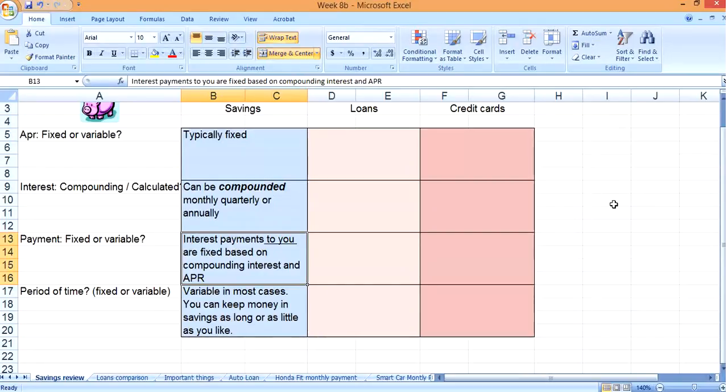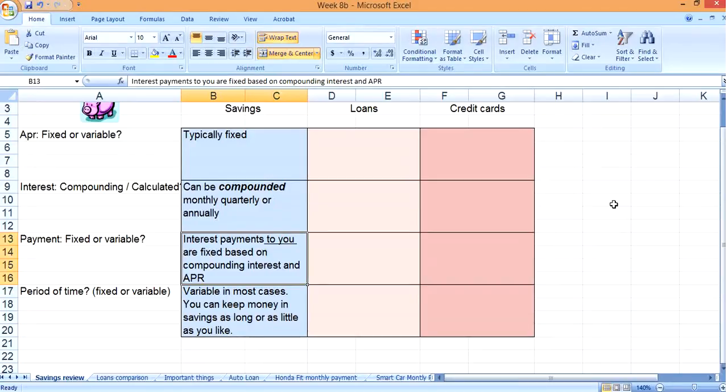Generally speaking, the more liquid a savings account is, the easier it is for you to move money out of it, the less interest you're going to be paid. There are certain kinds of accounts that will pay you a little bit higher interest, but you do need to agree to leave your money in there for some specific amount of time.